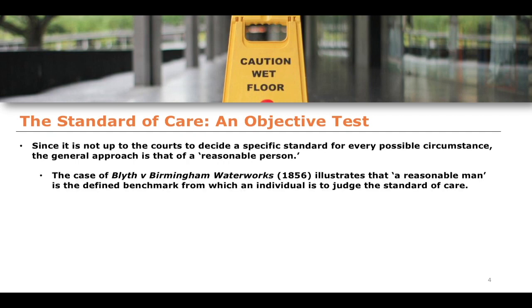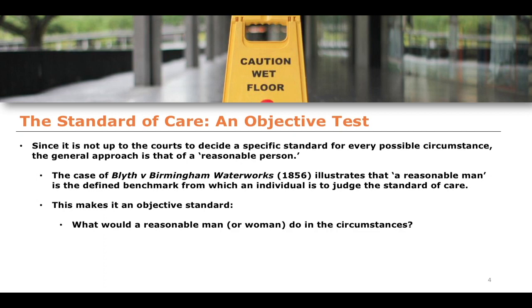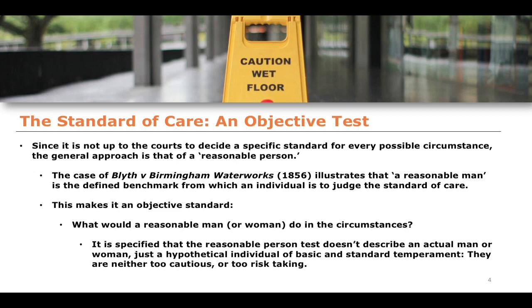The case of Blyth v Birmingham Waterworks from 1856 illustrates that a, quote, reasonable man and woman, but okay, this is 1856, don't forget, is the defined benchmark for which an individual is to be judged on the basis of the standard of care. It makes it an objective standard. What would a reasonable man or woman do in the circumstances, and if they would have done something differently, or maybe would have done more in the circumstances, maybe more of the same thing, then the defendant is likely to have fallen below this standard and is likely to have breached the standard of care.